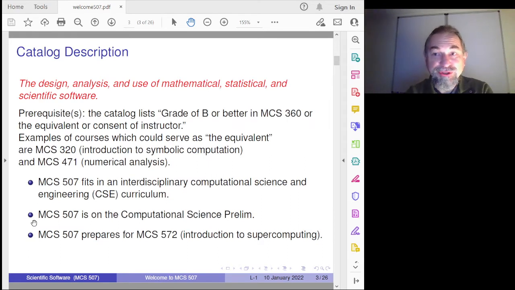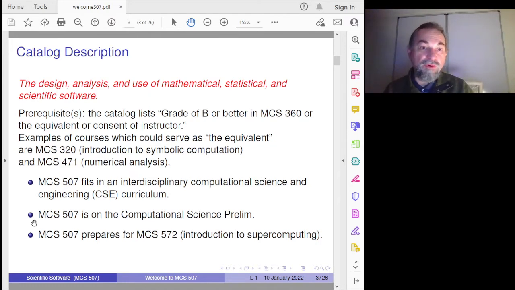So the catalog description is one sentence and repeats essentially the title preceded by design, analysis and use. In a way, this is not a programming course in the narrow sense. Programming is unfortunately often narrowed to coding. And when you say that you're a programmer, the next question is, what language are you using? So programming these days involves many issues. It involves the design, analysis and use of software.